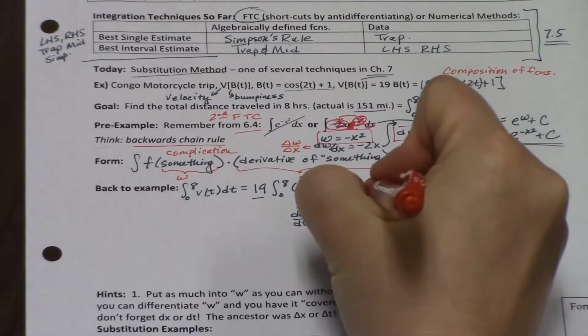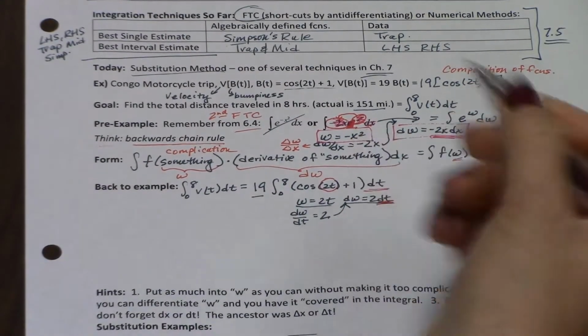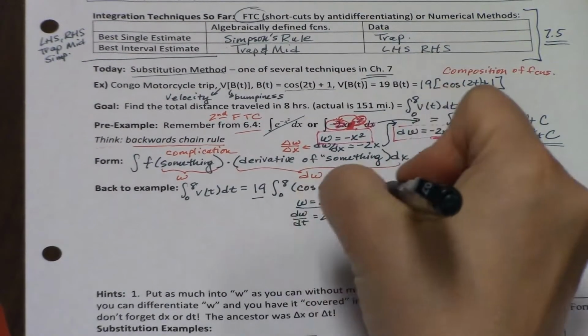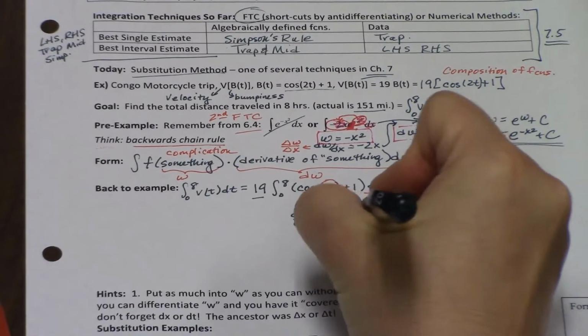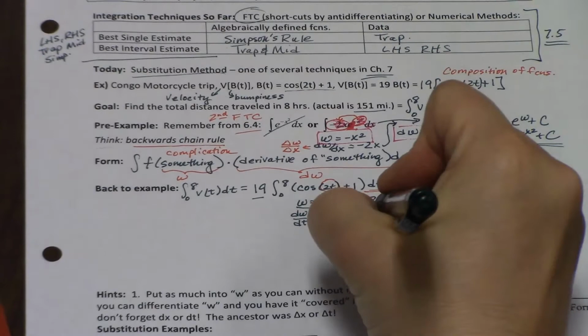I just have dt here. I don't have 2 dt. So that's what I want to solve for. I want to solve this equation here for dt. That would mean that dt is equal to what?